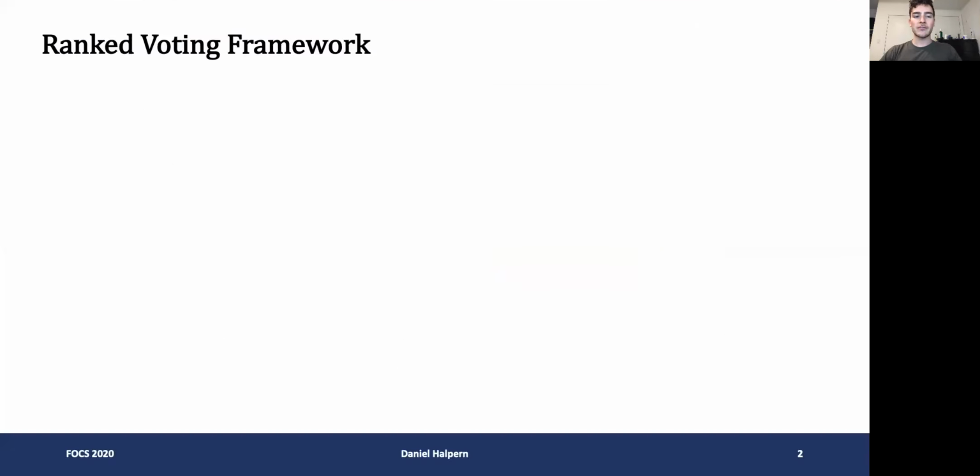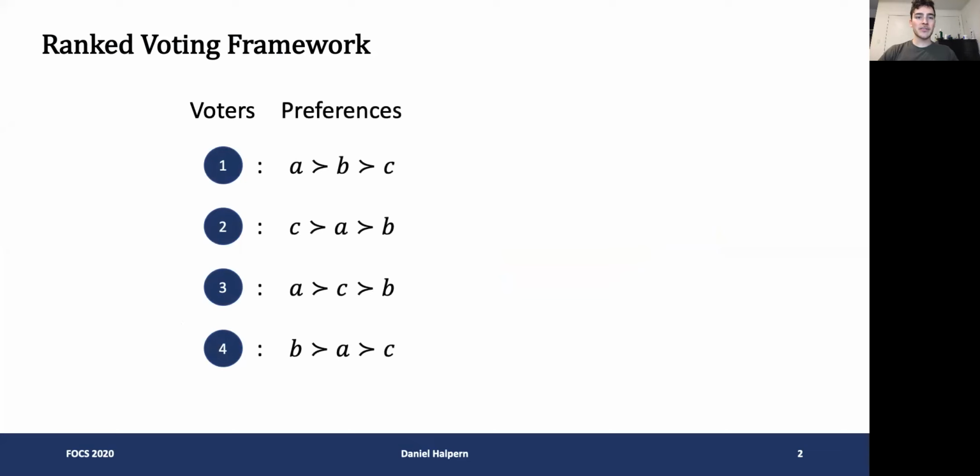So this paper is generally about voting theory, so I'll start by introducing the general framework. In the framework, there'll always be a set of voters, and this talk will always be labeled by the numbers 1, 2, 3, and 4. And these voters have preferences over a set of candidates. Candidates here will always be labeled by the letters A, B, and C.